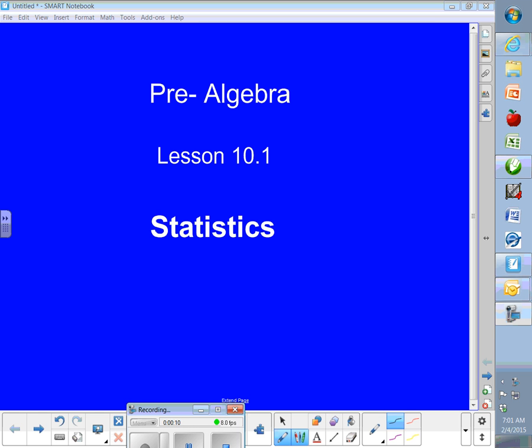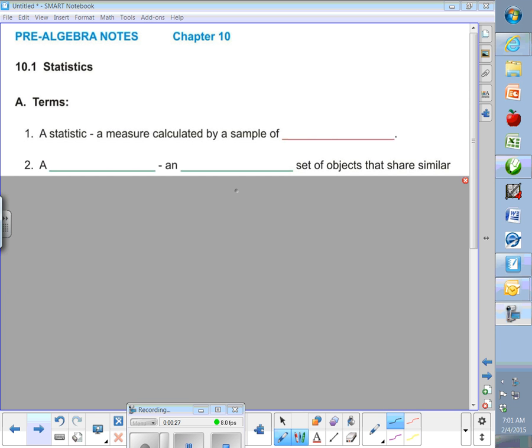All right, this is pre-algebra lesson 10.1, so new chapter on statistics. This first part here, we'll go through a lot of definitions. Some of these you'll see again. And so you want to pretty much get the big picture from these definitions, okay? That's what we're after, kind of the big picture.